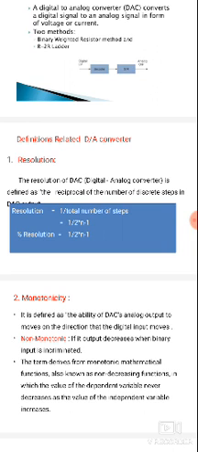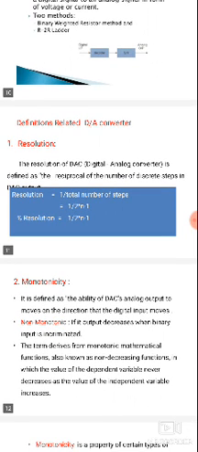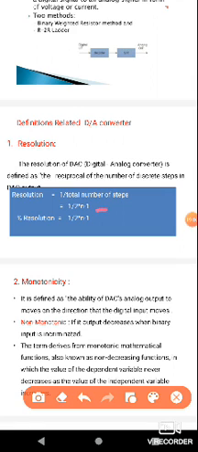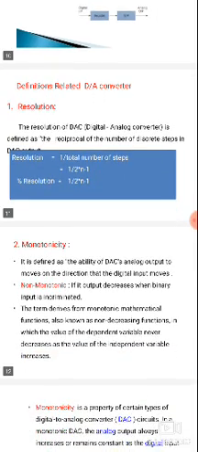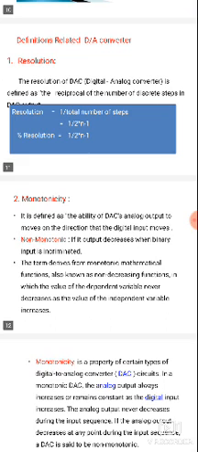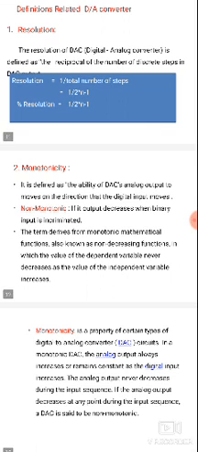Our resolution is equal to 1 by the total number of steps. If it requires n steps, then our resolution formula is 1 by 2 power n minus 1. Resolution equals 1 by 2 power n minus 1. Our percentage resolution is equal to 1 by 2 power n minus 1, multiplied by 100. So the resolution of a D to A converter is the reciprocal of the number of discrete steps in the DAC output, which can be written as 1 by 2 power n minus 1.